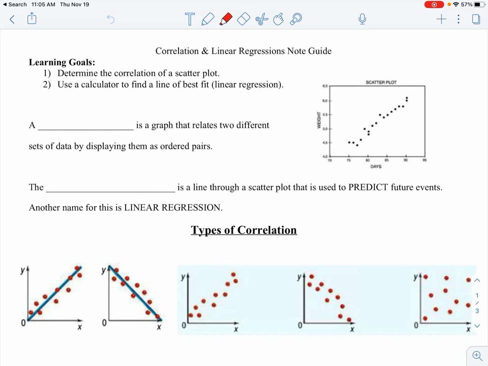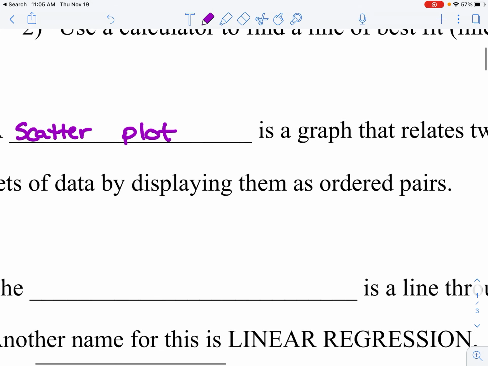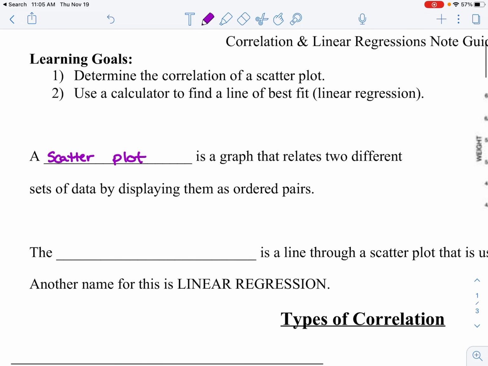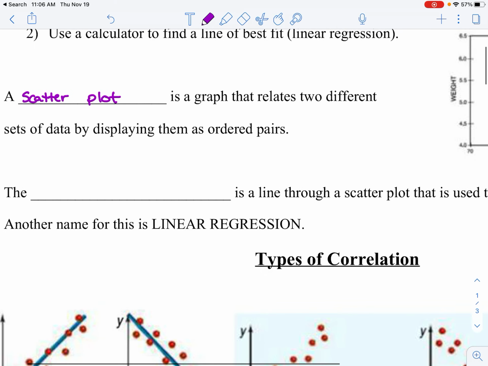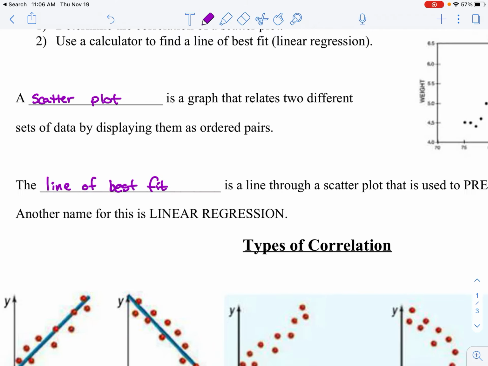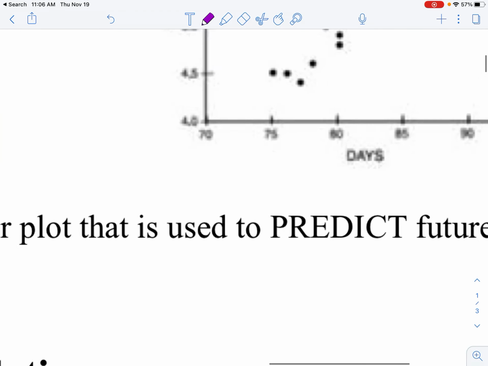So, a scatter plot is a graph that relates two different sets of data by displaying them as ordered pairs. The line of best fit is a line through a scatter plot that is used to predict future events.